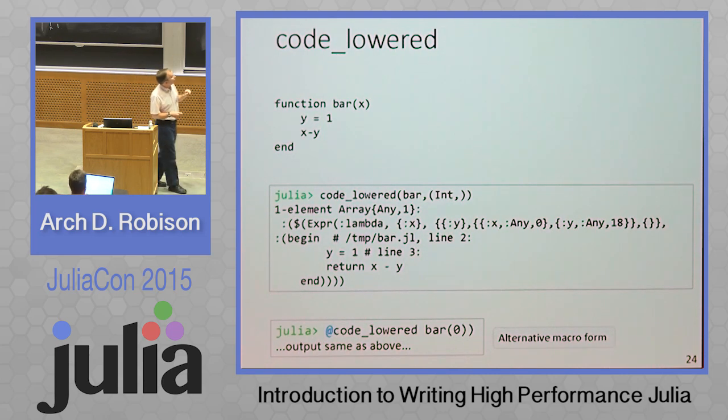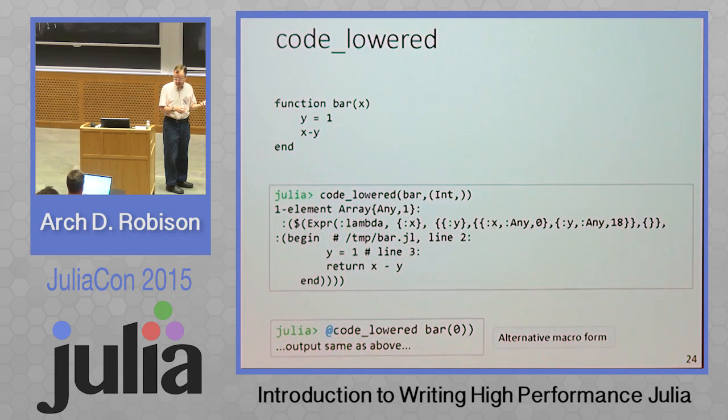The first form I showed, you give it two parameters. The first one's the function name, and the second one is the parameter types, a tuple of the parameter types. It needs to know the parameter types to dump the code because there may be many overloads of the function.